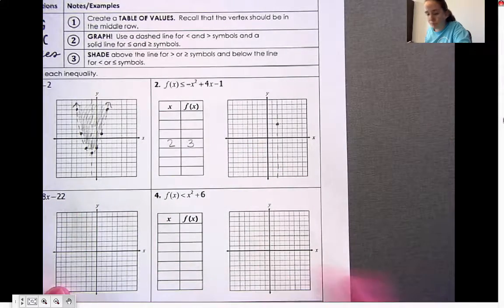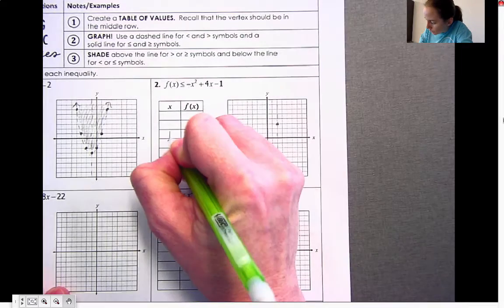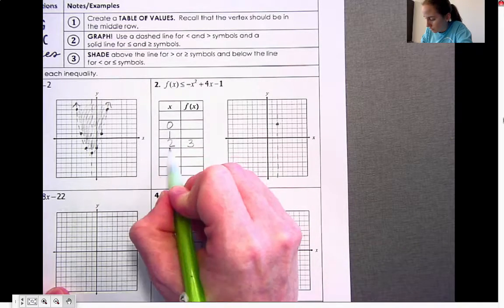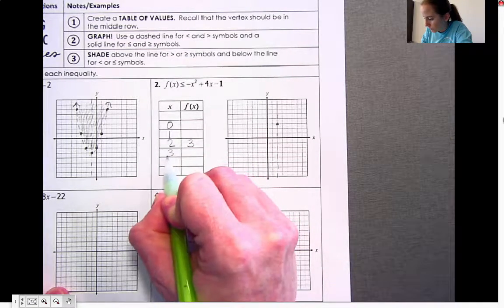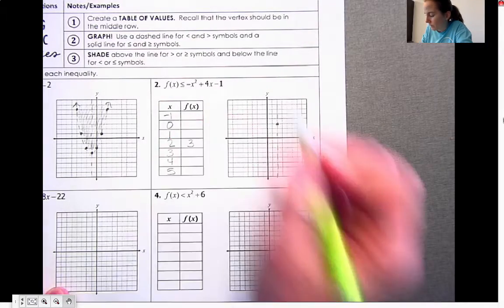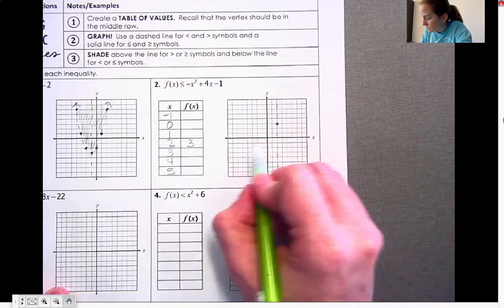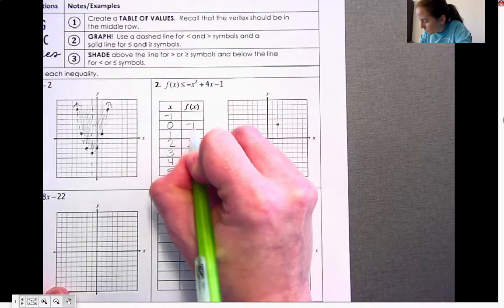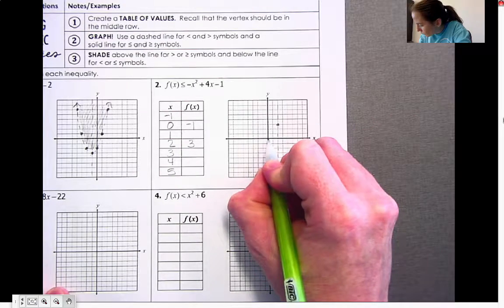Okay, now we plug in points around there or find your y-intercept. So I know that the y-intercept is when the x value is 0. So I'm going to go 0 here. I'm going to go down, decrease my values here, and I'll increase my values here. Okay, so when x is 0, that is the y-intercept, which is the c value, so negative 1. So at 0, I'm at negative 1.